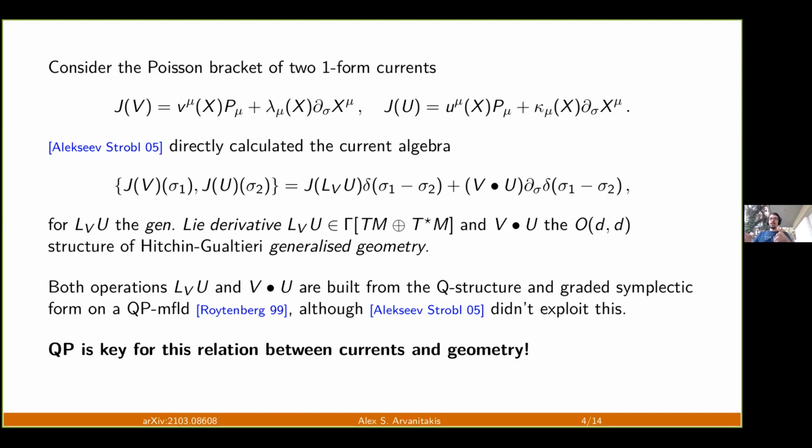So the key to generalizing this to any other brane you might like is to exploit the insight, which actually predates generalized geometry, of Roytenberg in 1999, that both operations are built from the Q structure and the graded symplectic form on a QP manifold, which is what I'm going to explain in the rest of this talk.